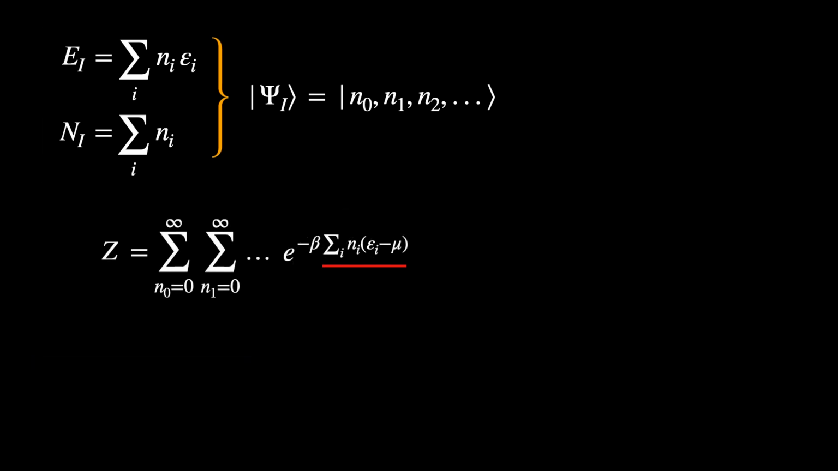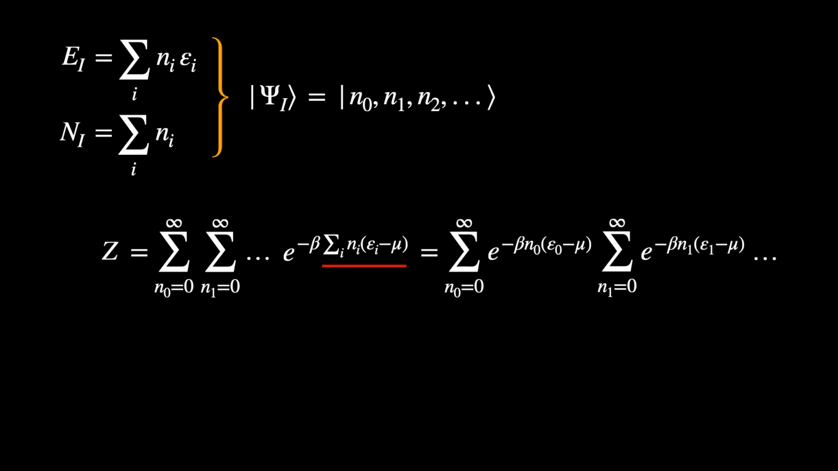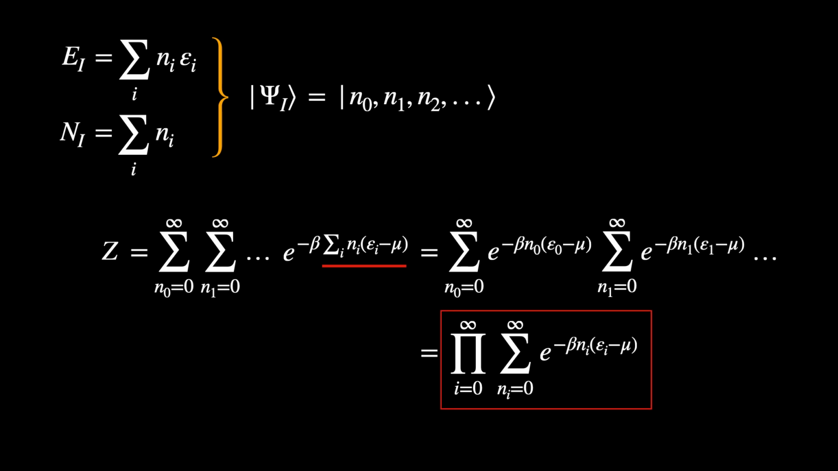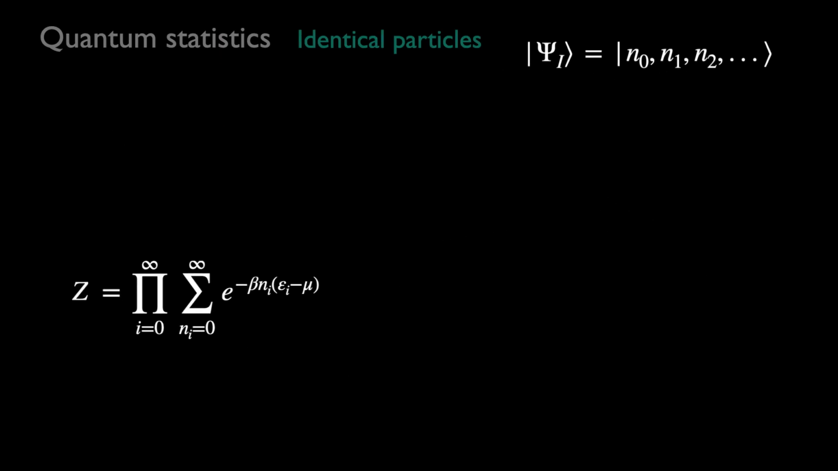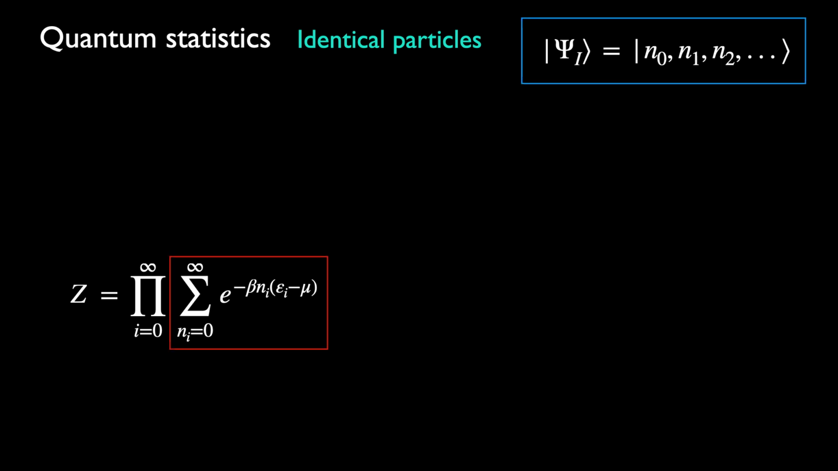Since the term in the exponent is the sum over all the single particle states, the exponential can thus be broken into products along this line, and so can the entire sum. This can be written neatly as a product over all the single particle states, which we have assumed could be an infinite number of them. We can see this term in the red box as a partition function associated with a single particle state.